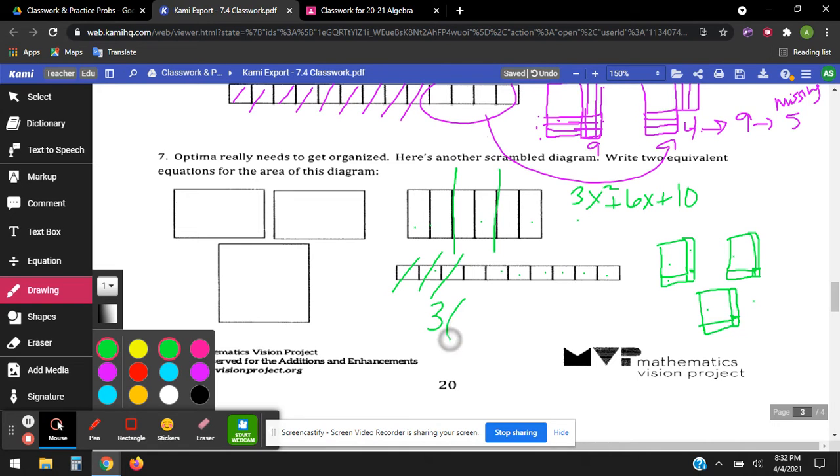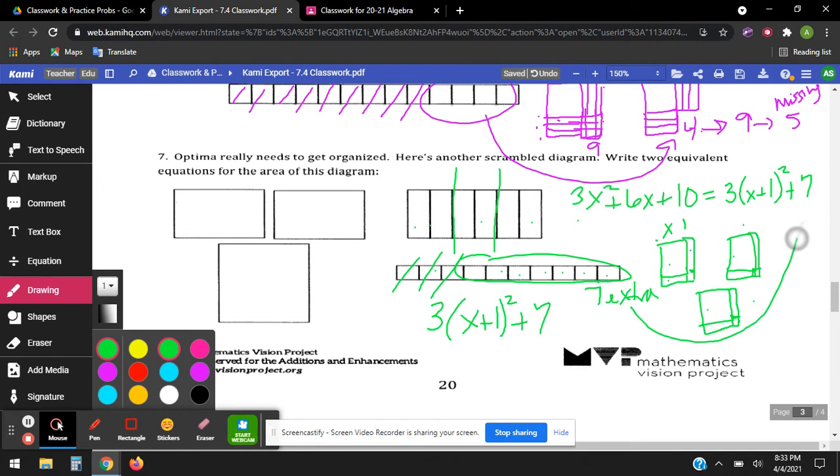So let's go ahead and do x plus 1 squared, right? I have x plus 1 on each of these, and I have 3 of them. And I only used up 3, but I have 7 extra. So I have that perfect square plus 7. So this equals 3 times x plus 1 squared plus 7, because I have 7 extra over here.